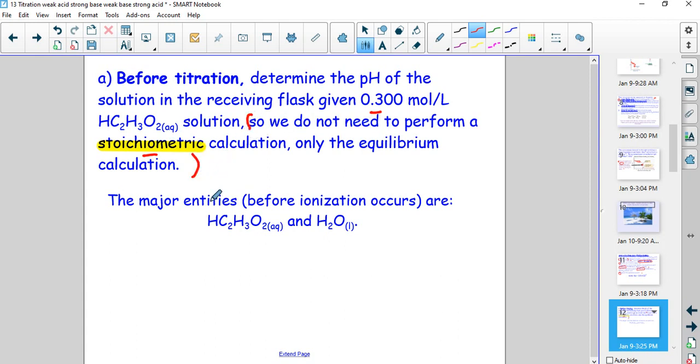But what's important for every point is to think about what the major entities are. What are all the ions and substances present at each of the points? So before titration, what we have is acetic acid. Acetic acid has ionized, so we do have hydrogen ions and acetate ions floating around, not much, because it has a very low Ka value. And we also have water present.